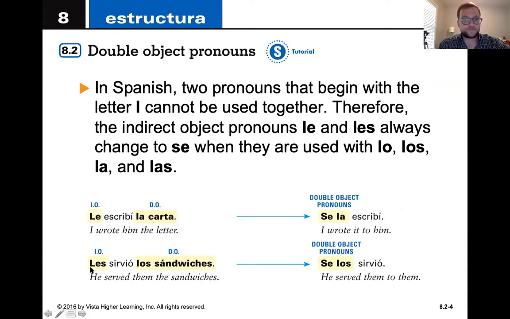Se la escribí. Okay? Les sirvió los sándwiches. Okay? He served them the sandwiches, right? Now we know our indirect object pronoun is already les, right? And los is going to be our direct object, right? And to shorten that, we're not going to say los sándwiches, but we're going to say los, right? To say them instead of the long form. So, se los sirvió, right? If you did not have that se, it would be les los sirvió. It's just really hard to say. And that's why we use the se, right? Le la escribí. It's just difficult to say. It's much harder to say than se la escribí. Les los sirvió. Much harder to say than se los sirvió, right?